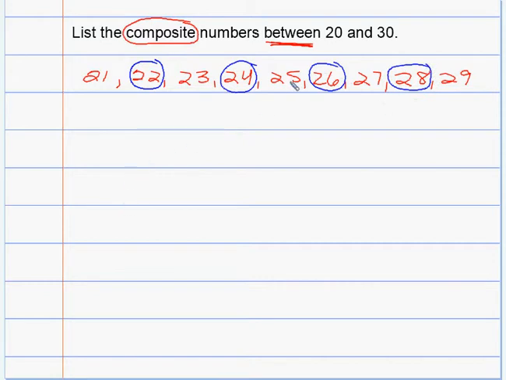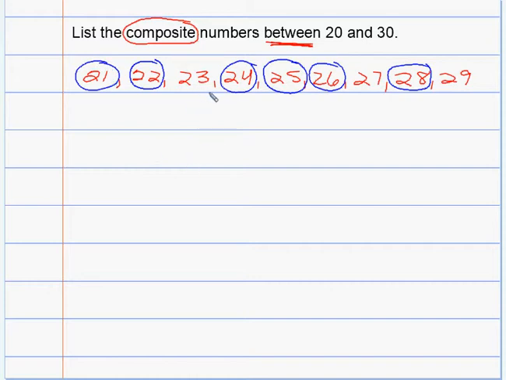Let's see. Here's what I would do right now. I'd look at the ones that are left, and I'd go, oh, hey, 25. I can divide that by 5. So that's composite. And then it might take me a little bit of time to figure out which one I want to go to next, but I know that 7 times 3 is 21, so that's composite.